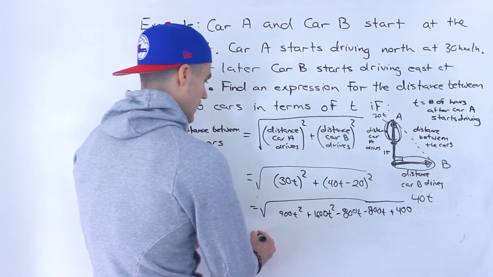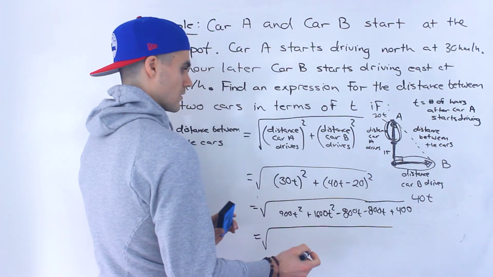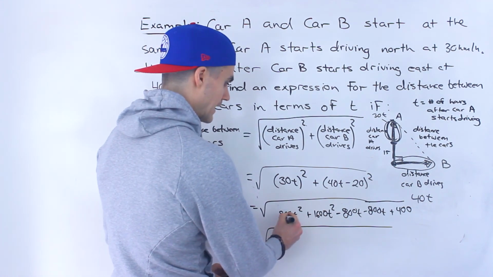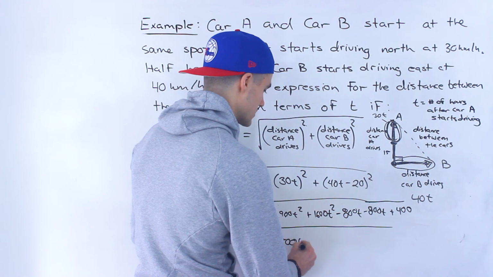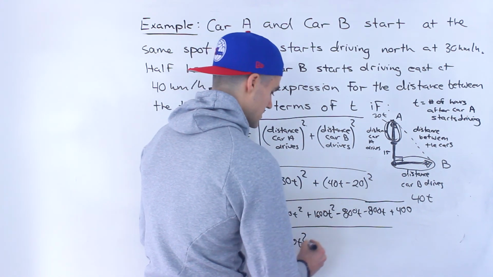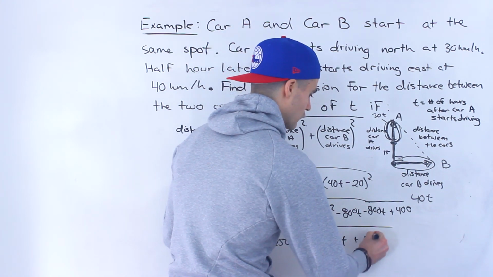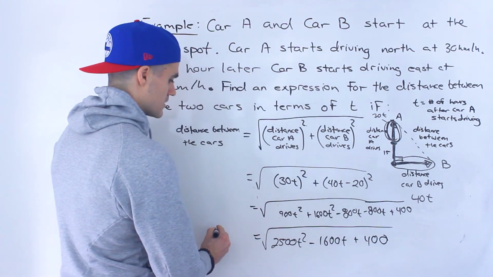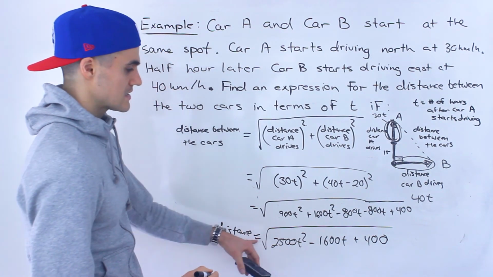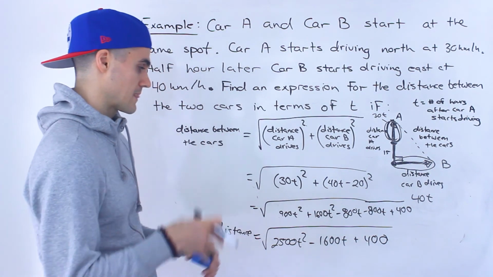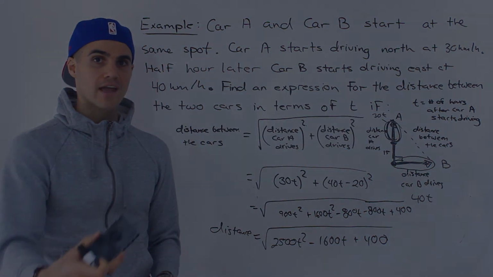And then just simplifying all of these like terms here, we would end up having 900 t squared plus 1600 t squared would give us 2500 t squared. Minus 800 minus 800 gives us minus 1600 t, and then we have this plus 400, like that. So that is the answer for part B. That's the expression for the distance between the cars if we let t equal the number of hours after car A starts driving.